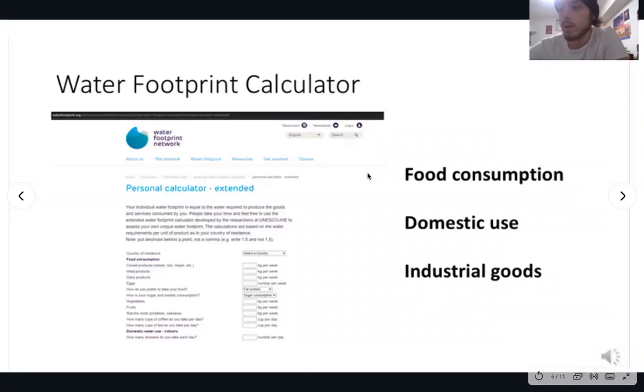We can be more aware of our consumption by using the water footprint calculator, which calculates water usage through various domains such as food consumption, domestic use, and industrial goods consumption. We use this calculator to determine which lifestyle changes were most effective at minimizing our water footprint.